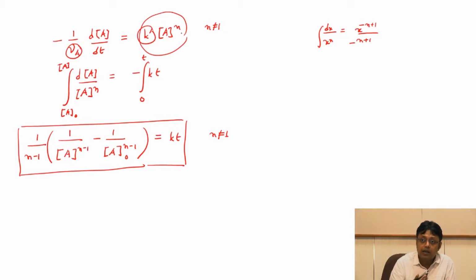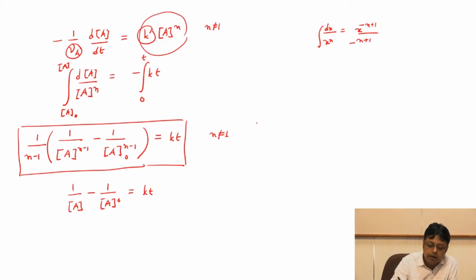Now we could have a second order. If it is second order, for example, n equal to 2, then we'll have a rate expression something like 1 over a minus 1 over a0 is kt. That's it. Now you could ask what will be the half-life for any such reaction where n is not equal to 1. Now you can easily figure that out.